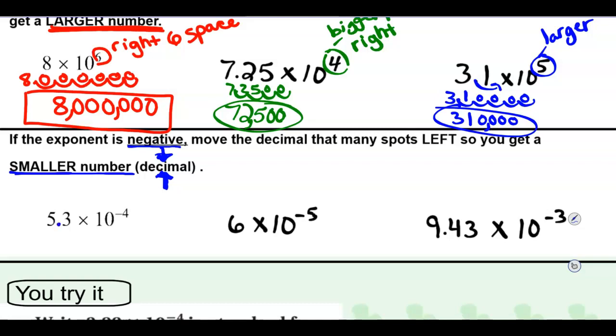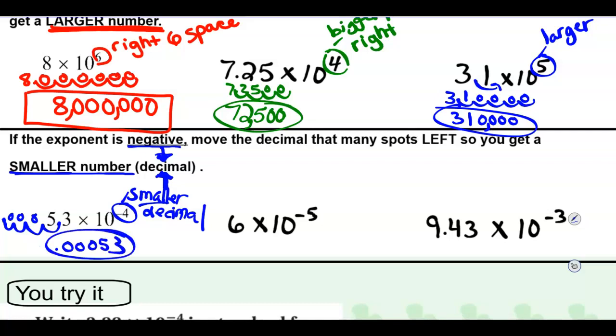So if I'm right here at this number, 5.3 times 10 to the negative 4th, I'm still going to move 4. Negative tells me it's going to be smaller. So it's obvious if I go to the left, 1, 2, 3, 4, and I put my decimal there, my number does get a lot smaller. So I don't have to remember left or right as long as I remember negative exponent means smaller or decimal. We're getting a big giant decimal, okay? So this is 0.00053. That's how we would write it out.